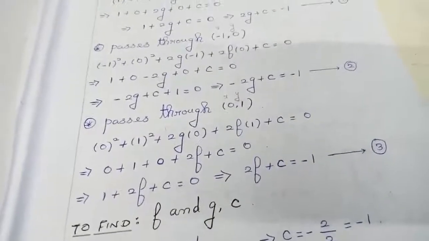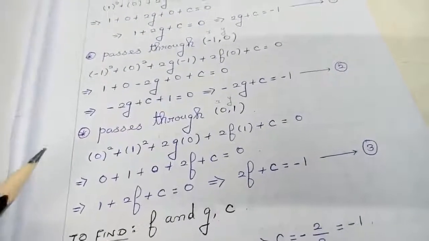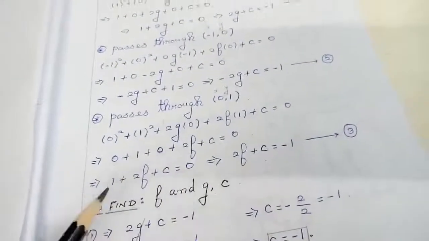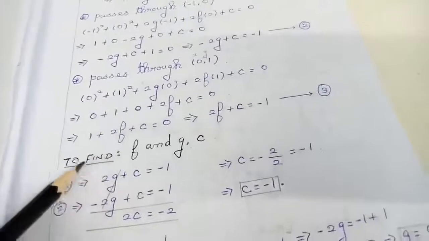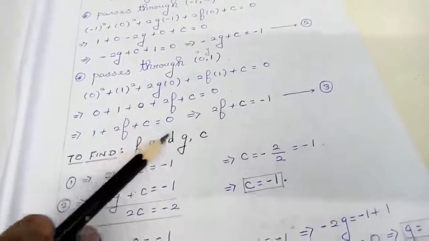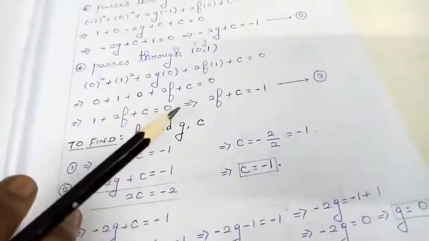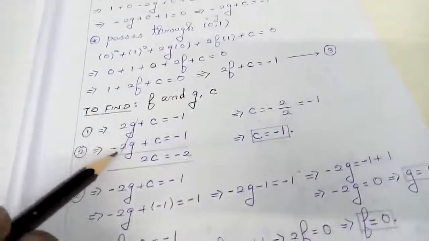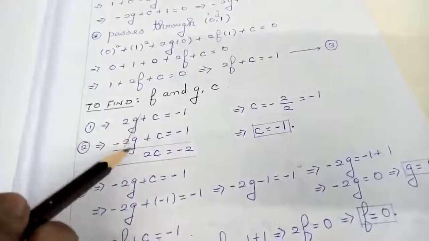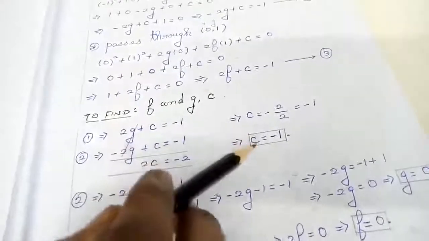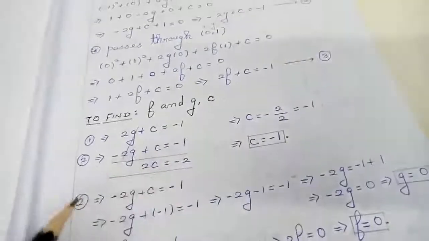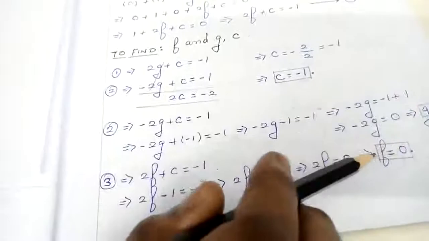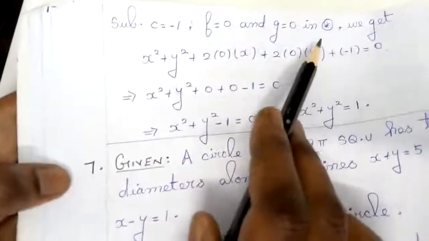If you observe the 3 equations, you will be having the variables g, f and c. So I am going to use the elimination method to solve and find the values for f, g and c. You can do it any way, but I am going to take equations 1 and 2. When I eliminate g, I get the value for c, that is c equal to minus 1. Just substitute in either of the two equations and you get the values for g and f. After that we replace them in star.